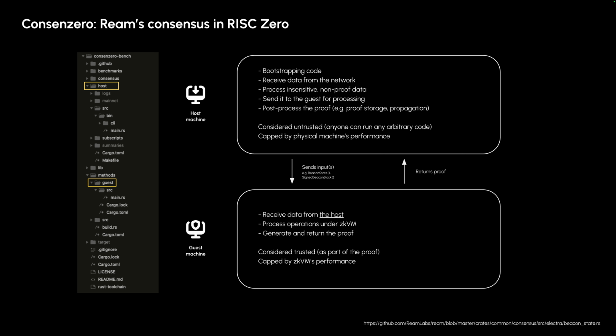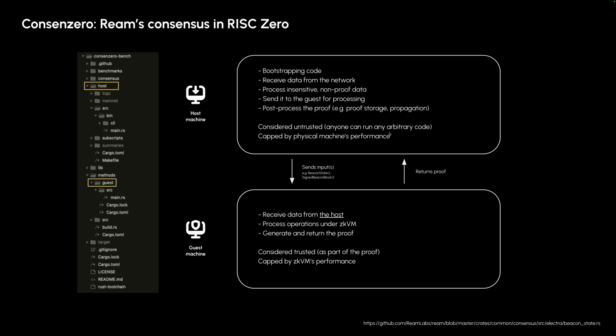Another thing is once the zkVM runs and gives you the proof, then the host machine takes the proof back and does whatever post-processing it needs to do. For example, it has to store the proof and most likely has to propagate the proof out to the network as well. Two things to keep in mind here: we need to consider that the host machine is untrusted because it's basically just a Rust program and it's not part of the zkVM. So anything that gets generated as part of the host machine should be considered untrusted. Anyone can modify the data. And also, it's capped by the physical machine, the performance of the machine that you are running.